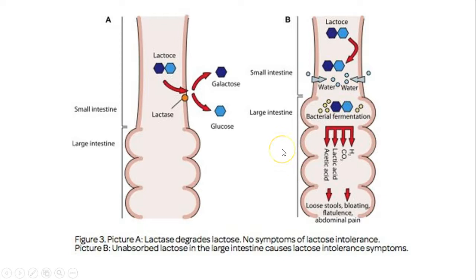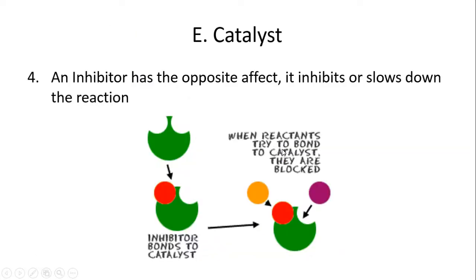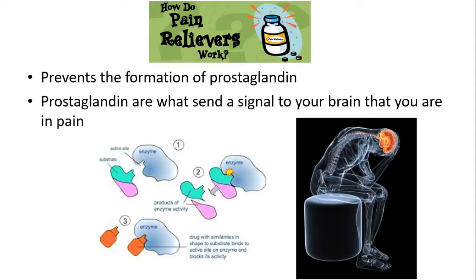the bacteria causing pain. The opposite of a catalyst is an inhibitor, and what it does is it slows down the reaction. Okay, it could block a reaction from happening. So what the inhibitor will do is it'll bond to something instead of letting the two reactants bond. For example, an inhibitor would be this compound. This is something that sends a signal to your brain that you're in pain. Well, pain relievers work by blocking that compound and not allowing your brain to feel pain.